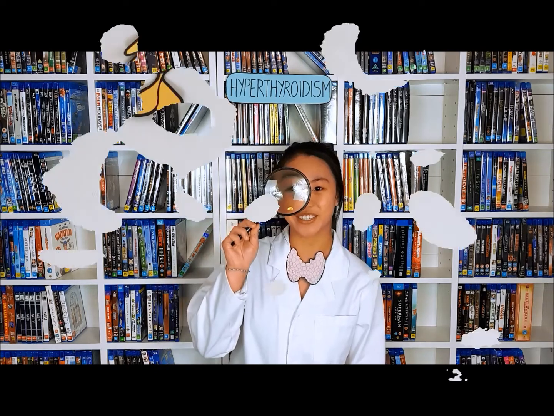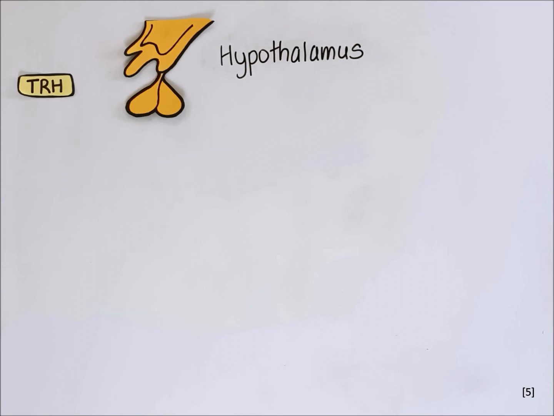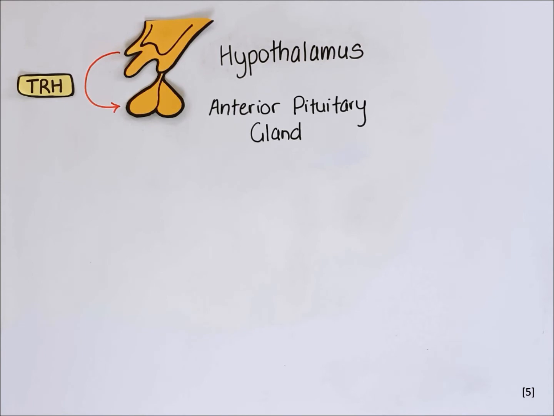So in order to understand hyperthyroidism, we must firstly look at the normal physiological processes that occur, including the hypothalamic pituitary thyroid axis and all the hormones involved. So let's take a closer look. Under normal conditions, the hypothalamus in the brain releases thyrotropin-releasing hormone, or TRH, in response to a range of stimuli such as stress, illness, or metabolic demand. TRH then stimulates the anterior pituitary gland to secrete thyroid-stimulating hormone, or TSH.